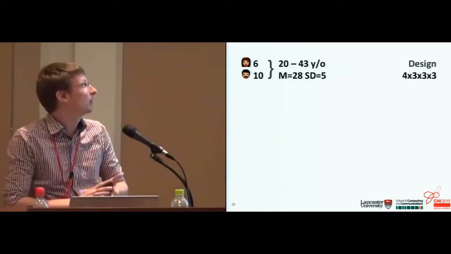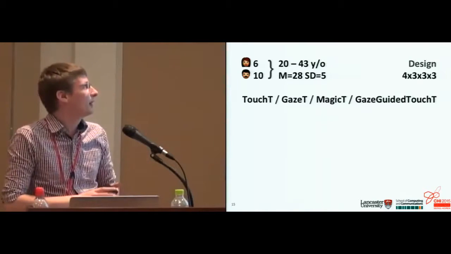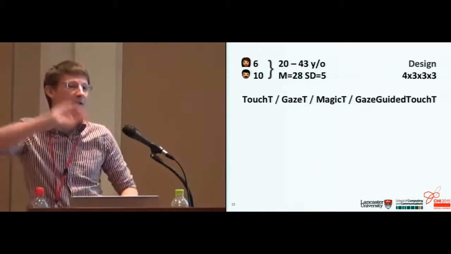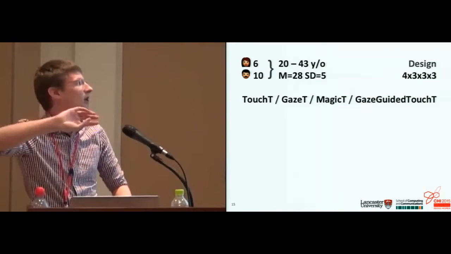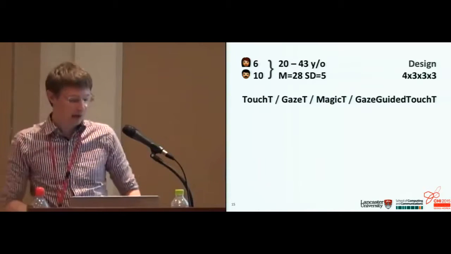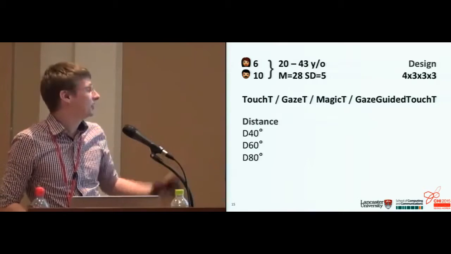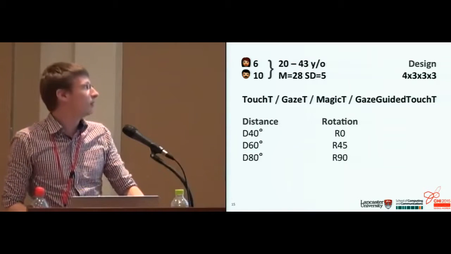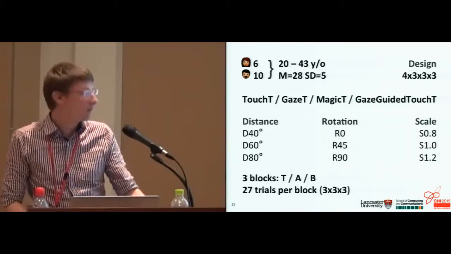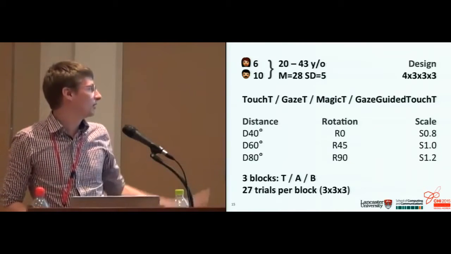So the experimental setup looks something like this. We had 16 participants, and they used all of our four techniques. The whole idea of the study was to perform these movement, rotation, and scale actions, as you've seen in all the previous videos. The previous videos showed the experimental setup. We had a range of distances, measured in visual angle, a range of rotations, and a range of scale factors that users needed to perform. And they had a training block and then two time blocks during the experiment.